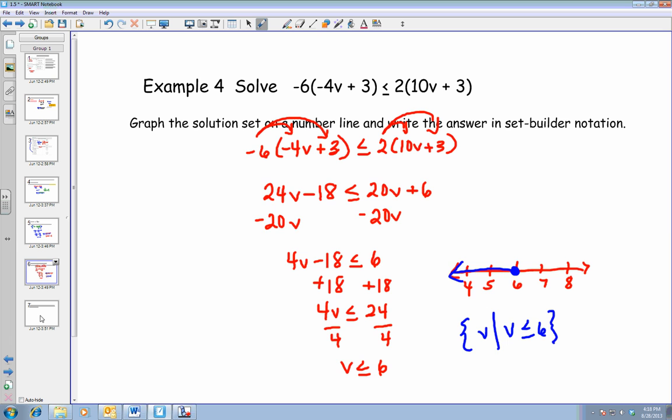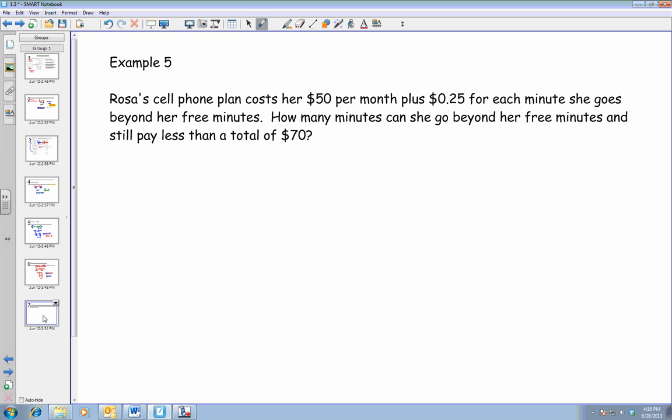Okay, last example. All right, Rose's cell phone plan costs her $50 per month plus 25 cents for each minute she goes beyond her free minutes. How many minutes can she go beyond her free minutes and still pay less than a total of $70?